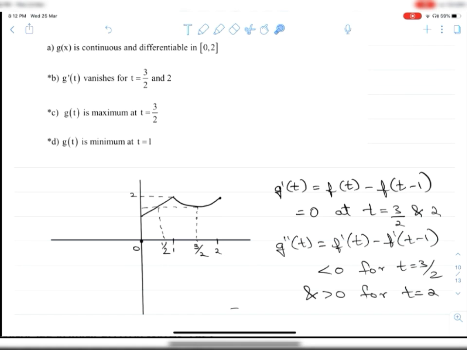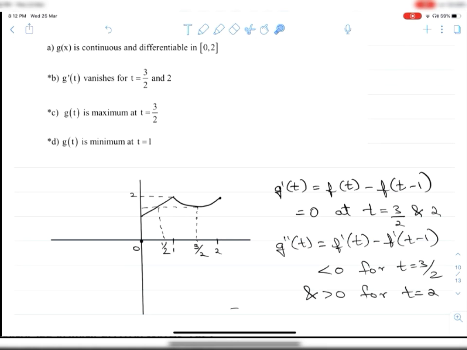What is happening here? g double dash of 2 will be nothing but f dash of 2 minus f dash of 1. At 2 the slope will be positive and at 1 the slope will be negative. I'm taking one plus and one minus kind of. So this part will have sign as positive. If the sign is positive, what will happen? This function will attain minima. Minima at t equals 2.